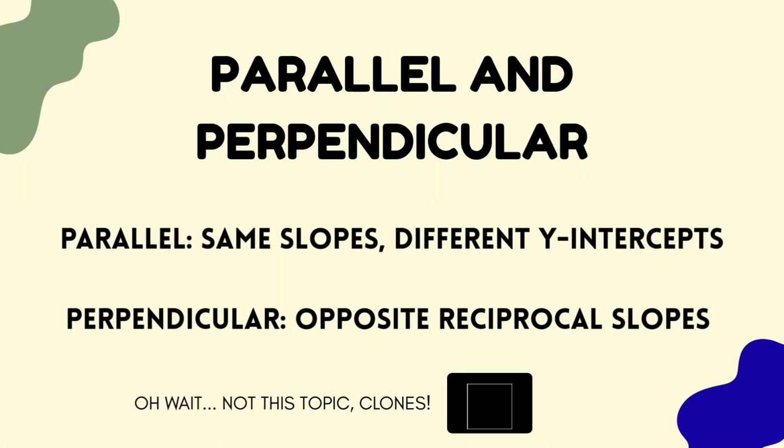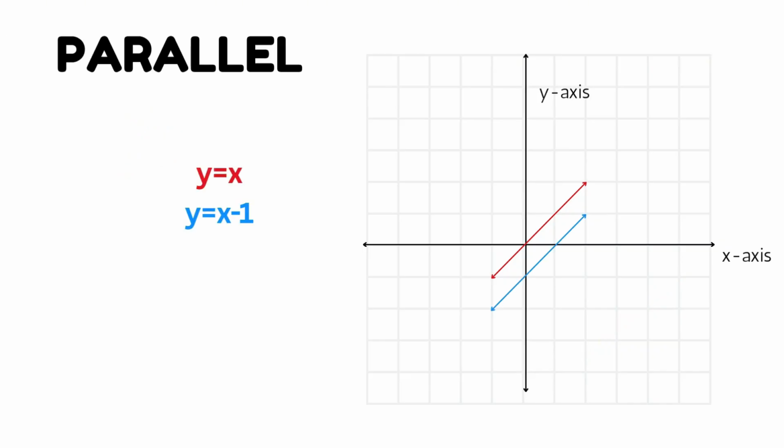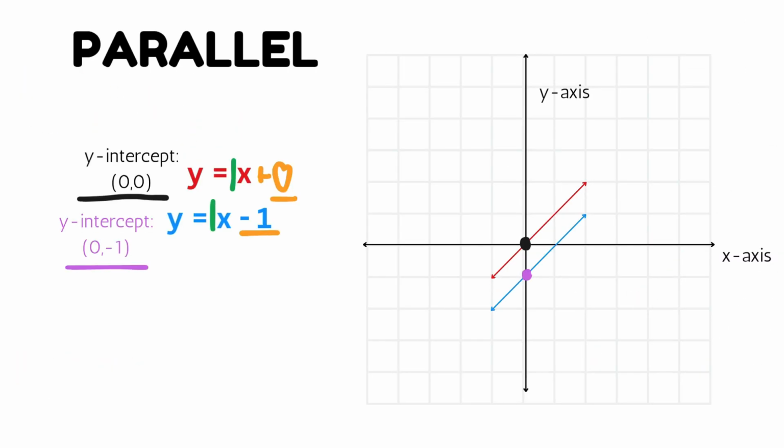And perpendicular lines basically have opposite reciprocal slopes, so opposite signs, flipped slopes, and when they meet with each other, they make 90 degrees. Here's an example of parallel lines. Notice how they have the same slope but never touch because of the y-intercept. The red line's y-intercept is at 0, 0, the origin point, while the blue one is at 0, -1, so that is a huge difference.